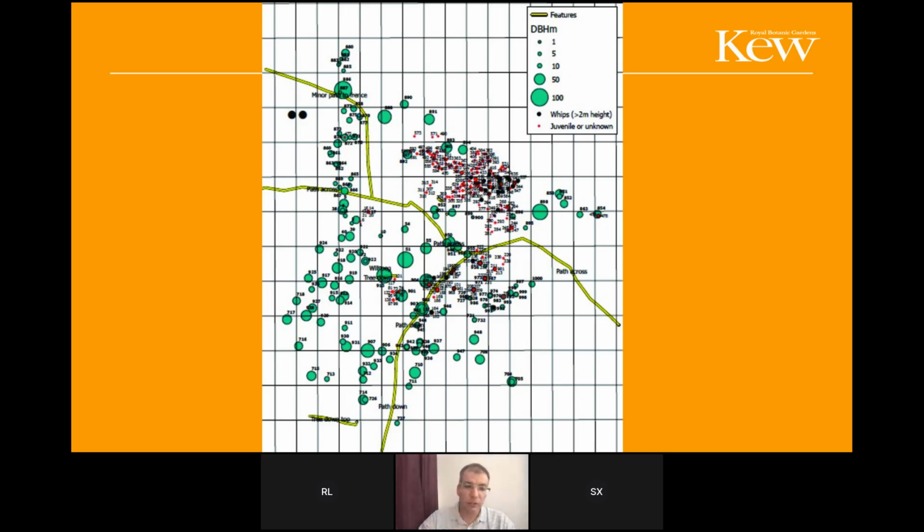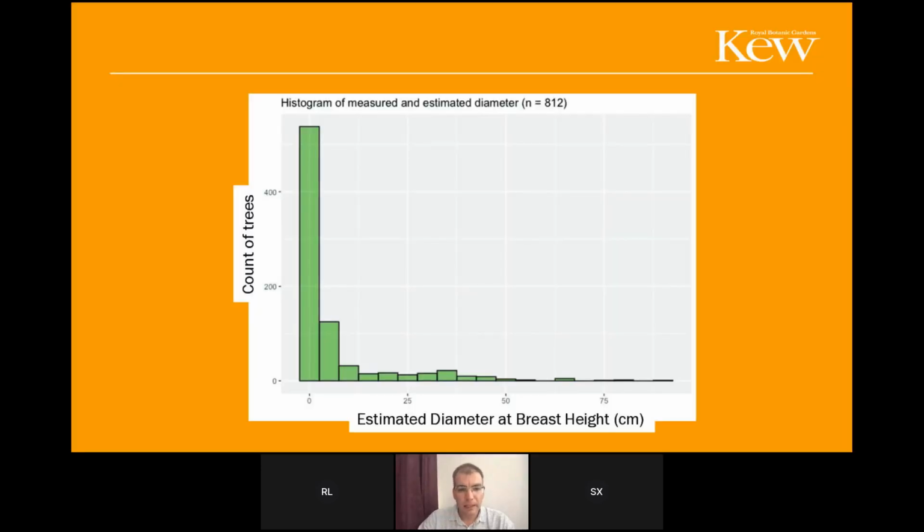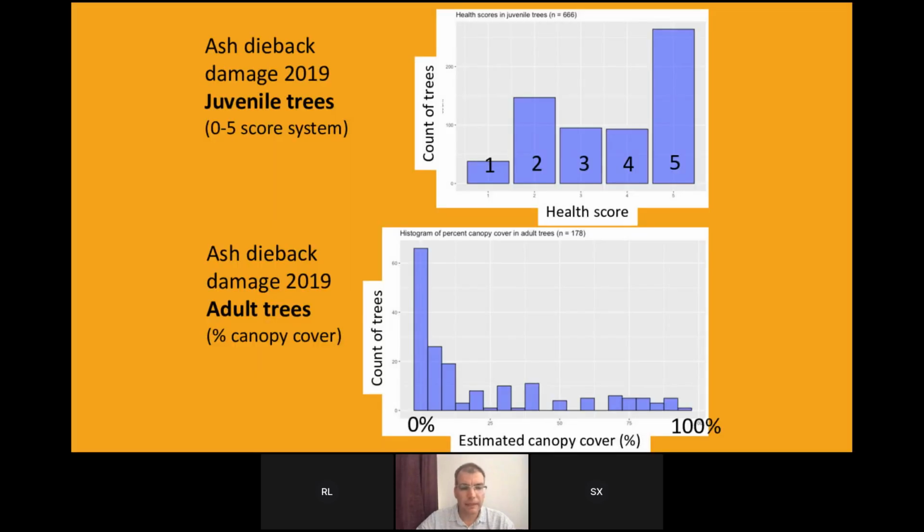So we sampled all of these, and here is a histogram showing the number of trees against the size. So we've got lots and lots of trees that are really small, and then lots of bigger trees, but really tailing off. And that's just the natural dynamic of the population. That's what was there in this patch.